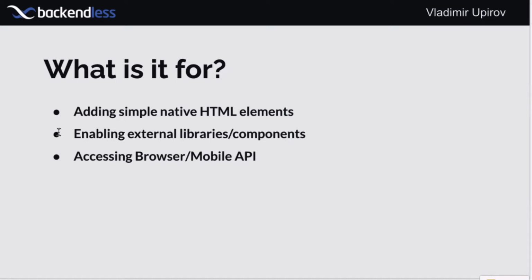Another thing which is very important is enabling external libraries and components. It means you can get any library or module from NPM and integrate it into UI Builder. For instance, it could be a map or chart or something else. And a very important thing is you can get a very complex component and inject it into your UI Builder.